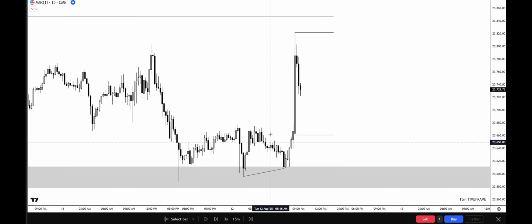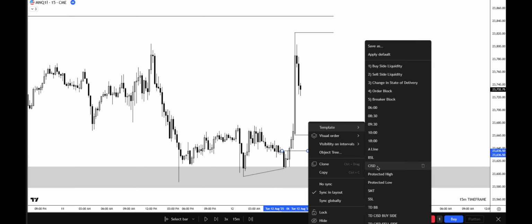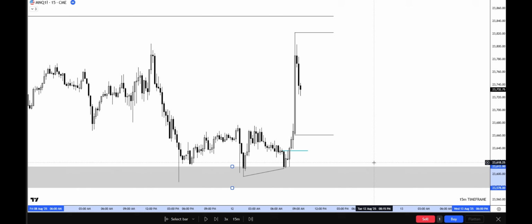Though we do have our change in state of delivery here, we do have a change in state of delivery here. We do have a change in state of delivery at 15, and what can I expect is price to sweep this data lows before reversing, because this is a liquidity pool for me.